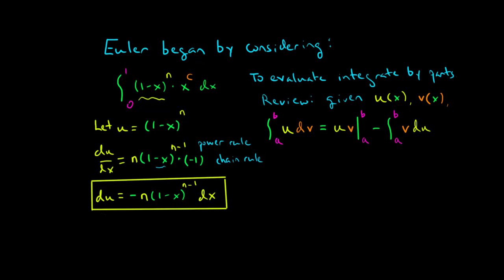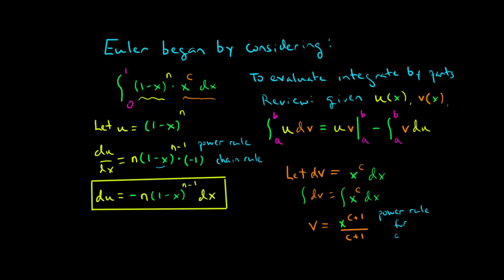So that's our du. And then we're going to let our dv equal x to the c dx. So that's that part of the integral there. And then we'll integrate both sides. So we get the integral of dv. I'm writing that here. The integral of dv equals the integral of x to the c dx. And so we have v equals x to the c plus 1 over c plus 1. That's the power rule for antiderivatives.